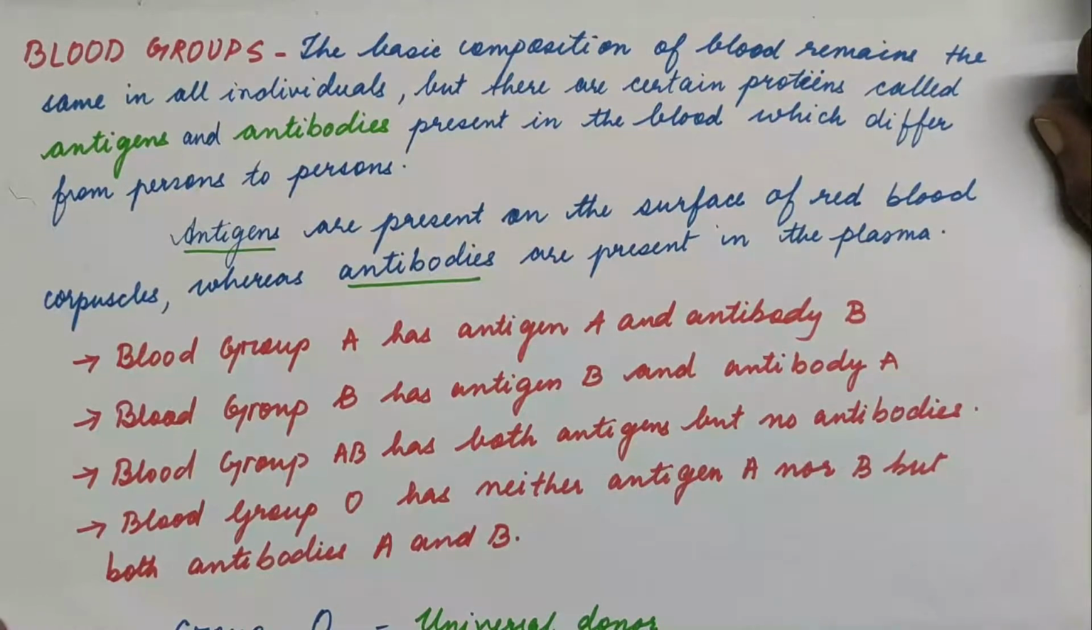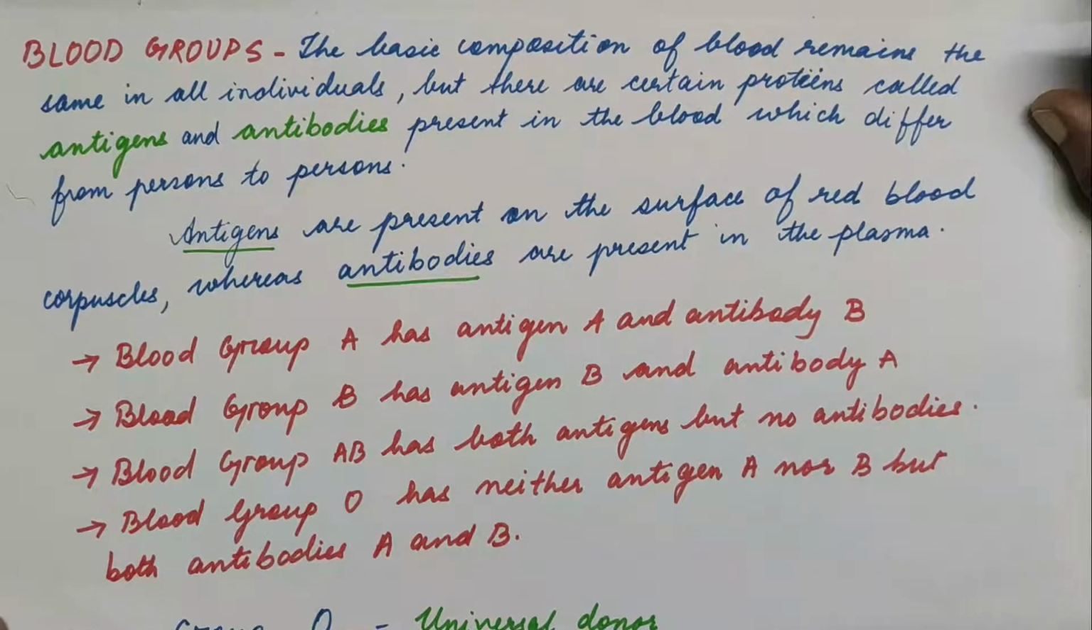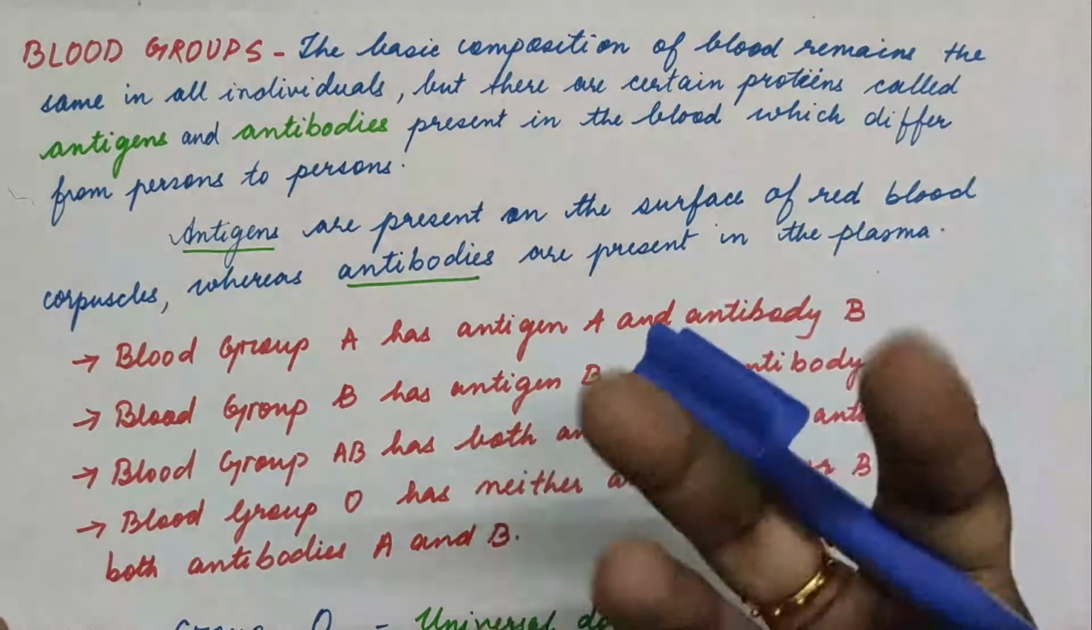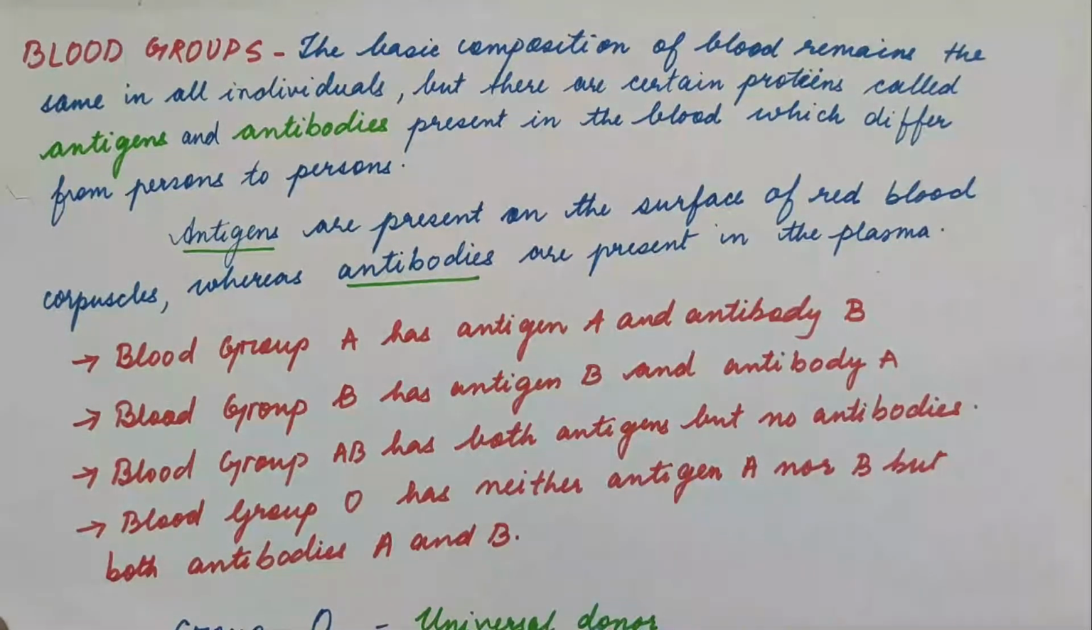So now you should know that antigen A and antibody A are incompatible, right? And they can cause clumping. That means the cells will come and join together and form a clot, and they will not flow. This will result in death, obviously. And so it's very important to know what your blood group is before you donate blood to anyone, right?